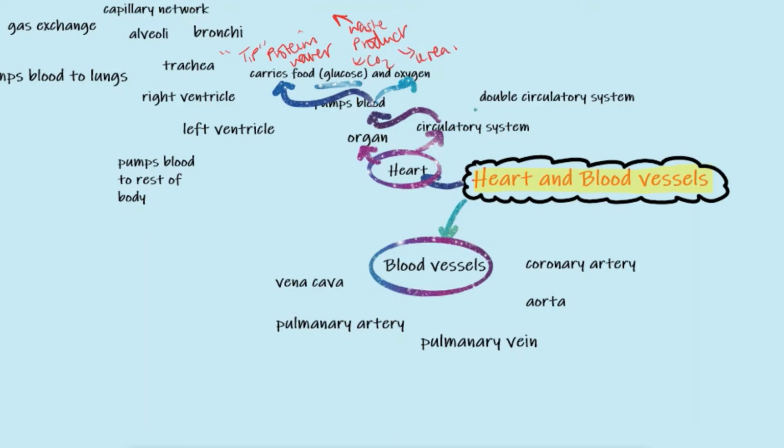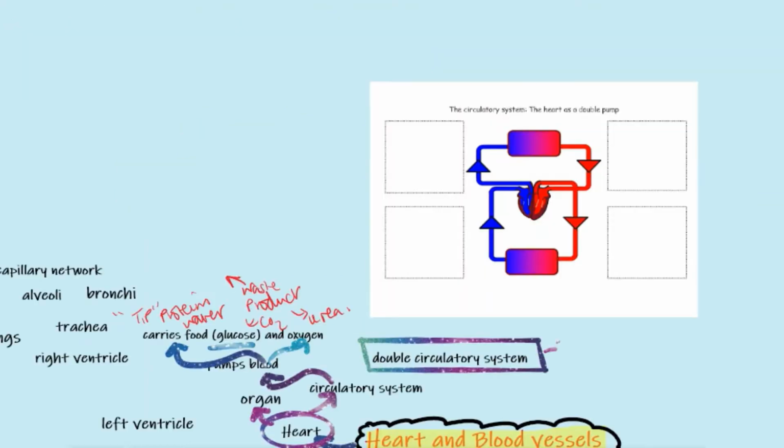The heart is part of the double circulatory system. Humans have a double circulatory system. This means that the blood goes through the heart twice. Let's have a look at what the double circulatory system means. So here we have the heart.